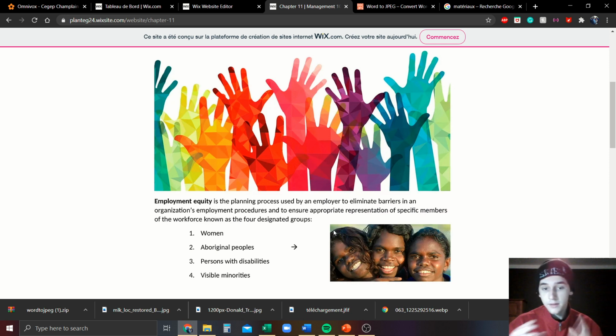Employment equity and diversity are both different. People need to understand that. Employment equity is the planning process used by an employer to eliminate barriers in an organization's employment procedures and to ensure appropriate representation of specific members of the workforce, known as the four designated groups. First, there are the women, Aboriginal people, persons with disabilities, and visible minorities.